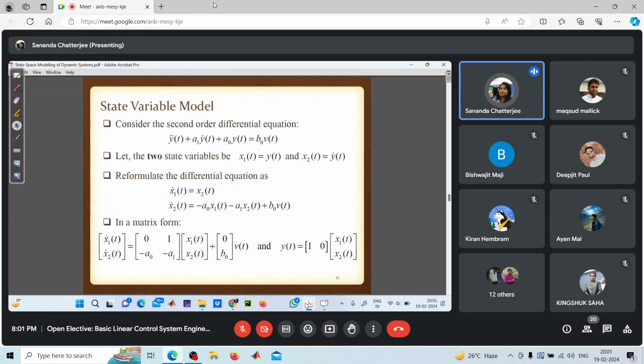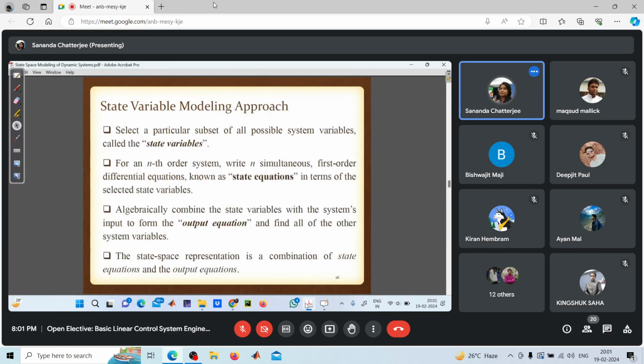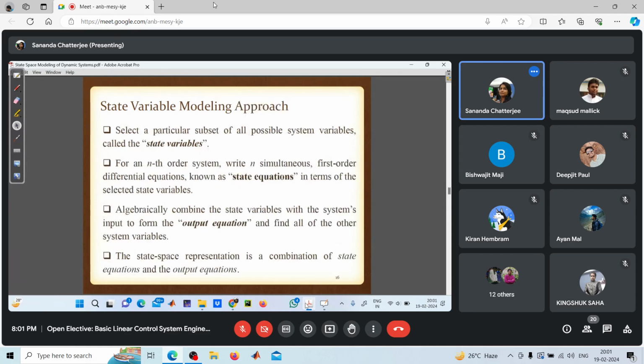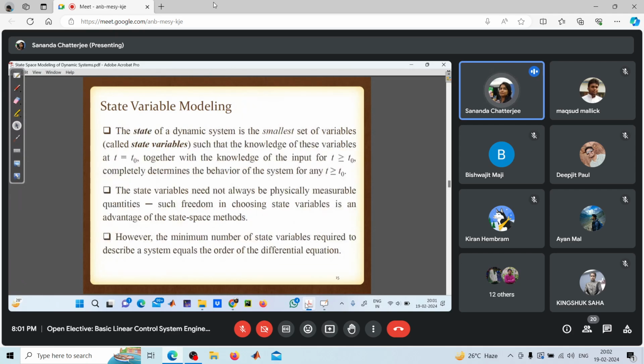First, let us take one example. Okay, so the minimum number of state variables that will be required for describing a system will be equal to the order of the differential equation involved to describe the system.